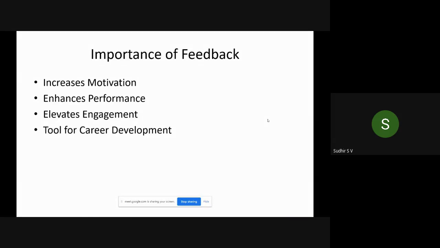The importance of feedback: it increases motivation. Of course, it increases motivation. Good feedback increases motivation and enhances performance. If somebody is not working properly, if you tell them how to work properly, it will obviously enhance performance. It elevates engagement. That means the team bonding will increase because people understand that the manager is always involved with them, right? So it elevates engagement and it's a tool for career development.